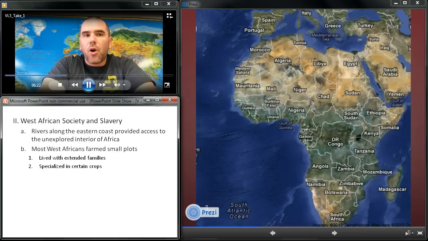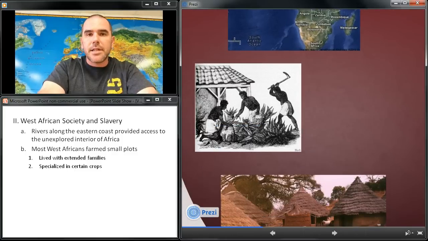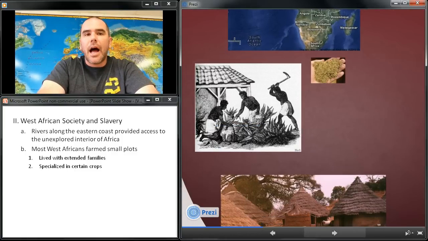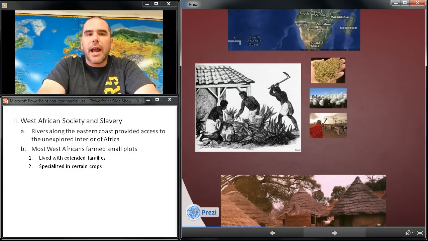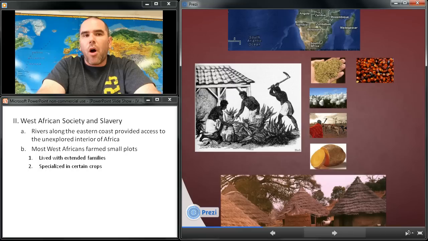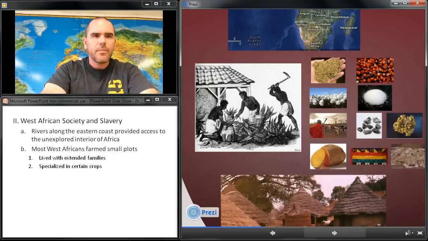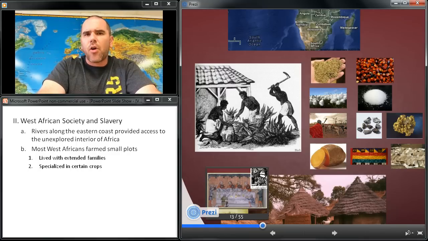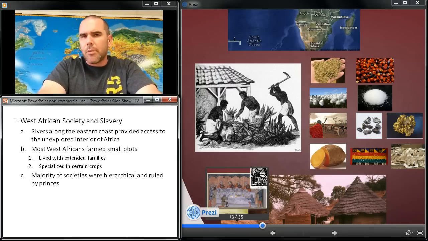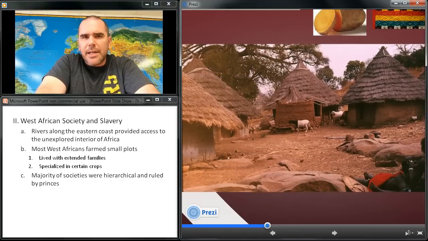Most West Africans farmed small plots and lived with extended families in small villages that specialized in certain crops, which ranged from millet and cotton to livestock, yams, and oil-rich palm nuts. They traded both raw and manufactured goods with one another, including rare items such as salt, iron, gold, textiles, and ivory. The majority of the population lived in hierarchical societies ruled by princes, similar to the Aztecs and the Maya people in Mesoamerica. Some Africans inhabited smaller-scale stateless societies based on household and lineage.